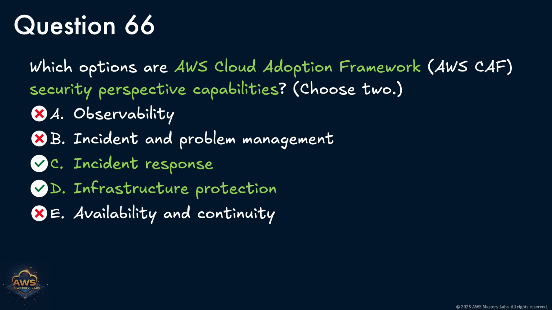Option D, infrastructure protection. Infrastructure protection is another direct and critical capability under the security perspective. It includes implementing safeguards such as firewalls, network segmentation, DDoS mitigation, and endpoint protection. These practices ensure the infrastructure is defended against external and internal threats. Correct, because it directly maps to the security perspective's goal of maintaining a protected infrastructure baseline.